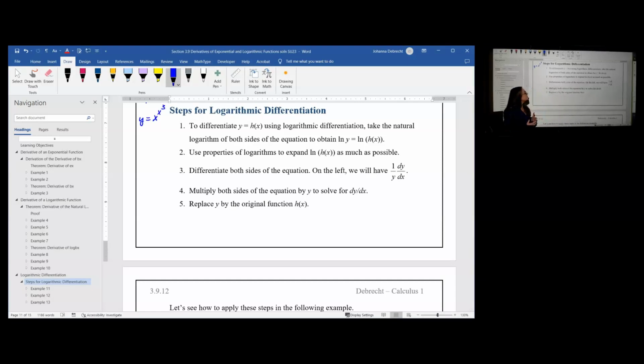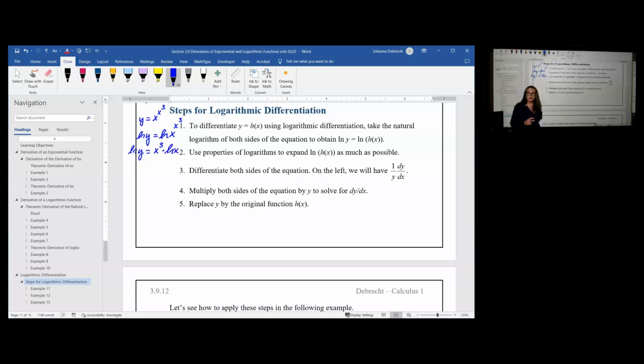In order to use logarithmic differentiation, first I want to take the natural log of both sides. This will give me the natural log of y equals the natural log of x to the x cubed power. Now I'm going to use the properties of logarithms to expand that as much as I possibly can. And by that, I mean I'm going to pull this power down to the front so I can get my hands on it. This allows me to write the natural log of y equals x cubed times the natural log of x.